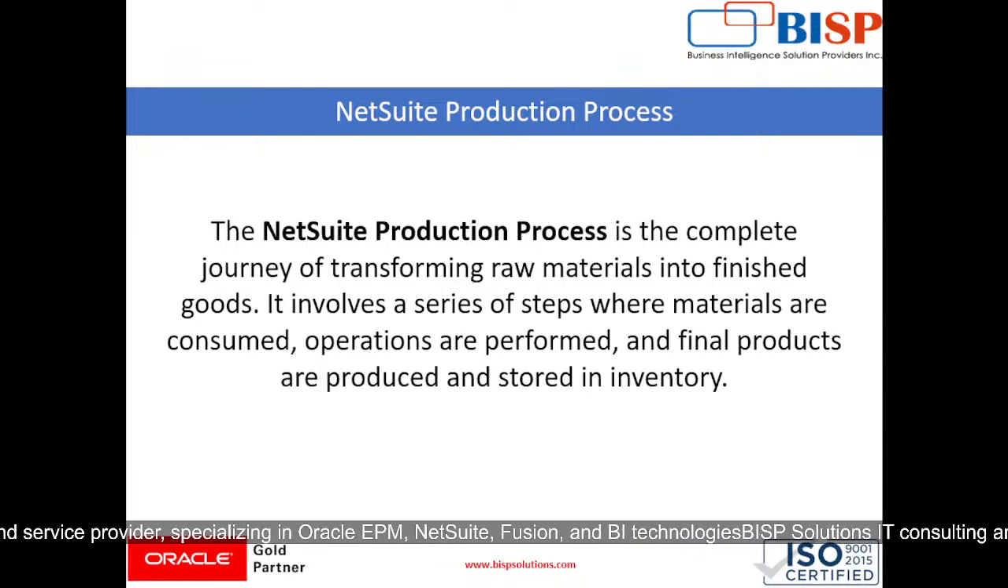The NetSuite production process is the complete journey of transforming raw materials into finished goods. It involves a series of steps where materials are consumed, operations are performed, and final products are produced and stored in inventory. In NetSuite, this process is managed using work orders, BOM, which is bill of materials, and routings. It ensures that production happens in a structured manner, and it also tracks cost, labor and overhead at every stage.